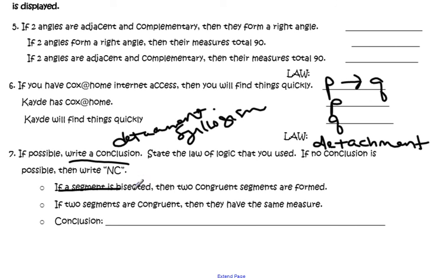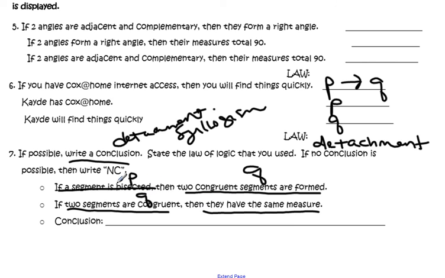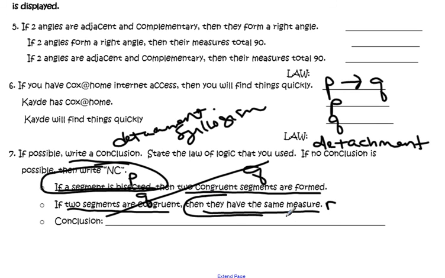So if a segment is bisected, that's P, then two congruent segments are formed, that's Q. If two segments are congruent, well, that's two congruent segments being formed, that's the same thing, two congruent segments, that's Q. Then they have the same measure. Well, we haven't talked about having the same measure yet, so we're going to call that R. So as you can see, we're following the law of syllogism. PQ, QR, Q's go away, we're left with P then R. So our conclusion is P then R.